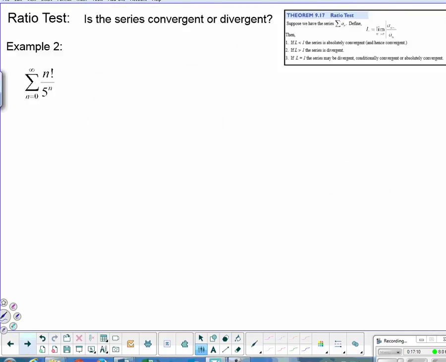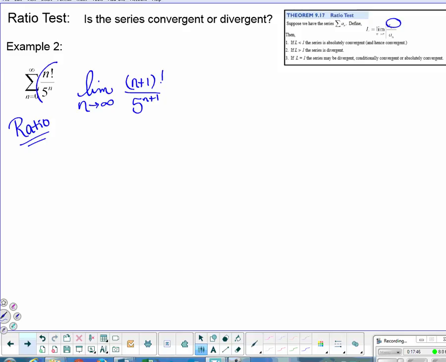Let's do another one. Here we pick up that factorial, and if you see a factorial or an exponential, and here we have both, this is a good reason to think of the ratio test, okay? They just lend themselves really nicely to that. So let's start it out, the limit as n goes to infinity. What we want to do is create the a sub n plus 1 term, and that would look like n plus 1 factorial over 5 to the n plus 1. I'm going to divide by a sub n, which is going to be a fraction.